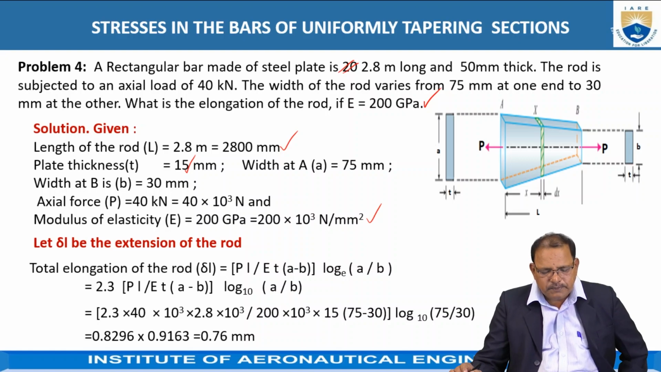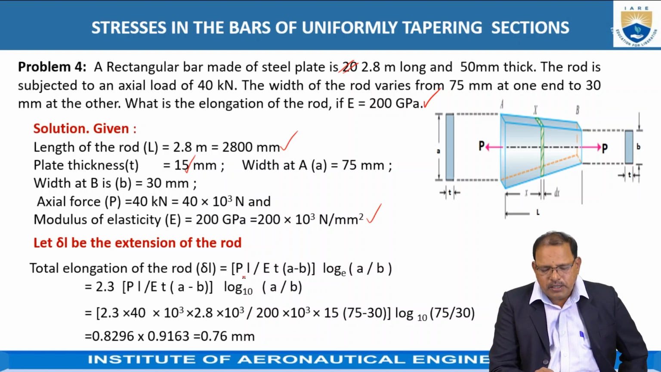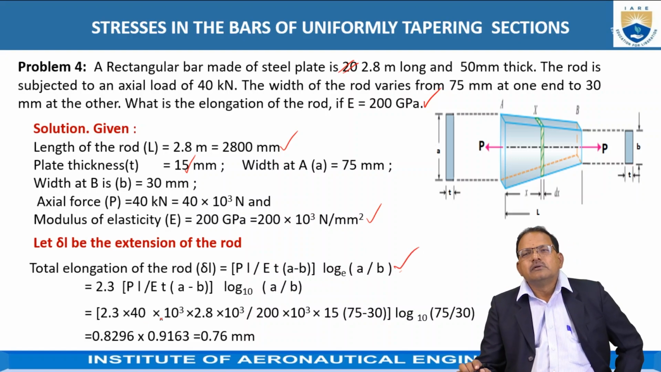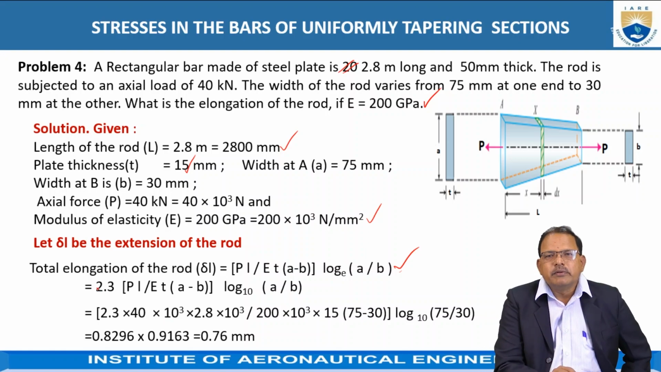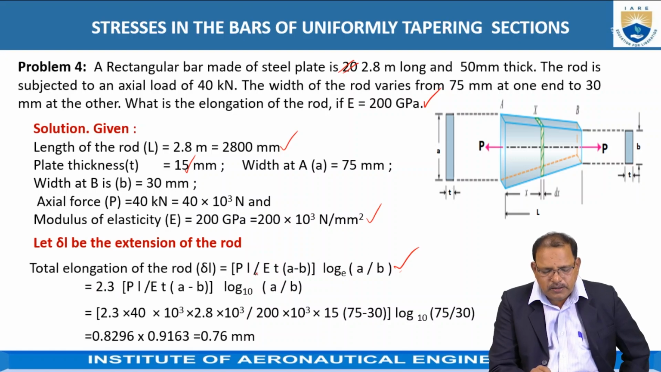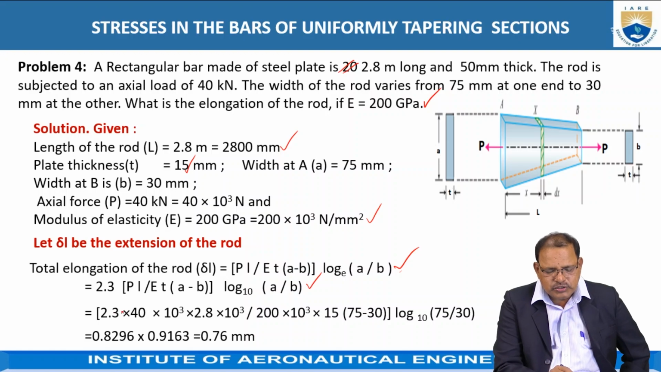Let delta L represent the elongation of the rod because of the tensile force P, which is given by P into L divided by E into T into A minus B into log A by B. Using these relations, when the log is converted into base 10, it can be written as 2.3 into P into L divided by E into T into A minus B into log base 10 of A by B, which is equal to 2.3.